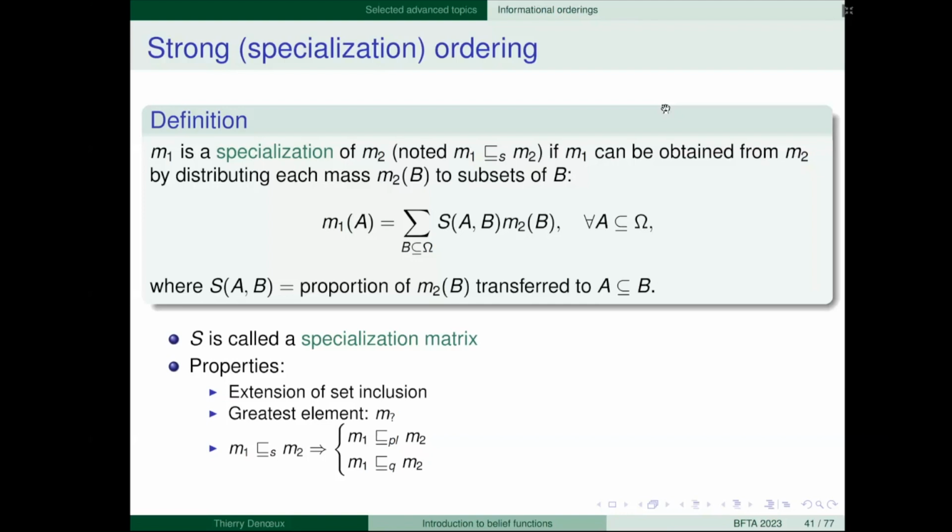This relation also extends set inclusion. The vacuous mass function is also a greatest element. And this notion is stronger than the previous two, meaning that if m1 is a specialization of m2, then m1 is more committed than m2 according to the two previous definitions I presented before. So it is a stronger notion of inclusion.